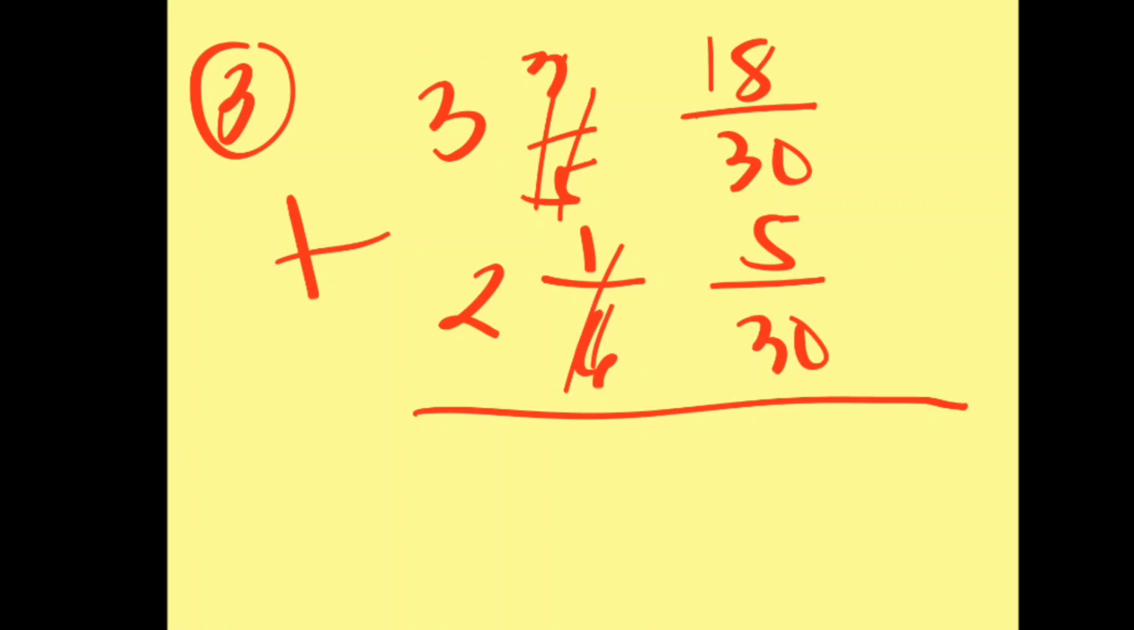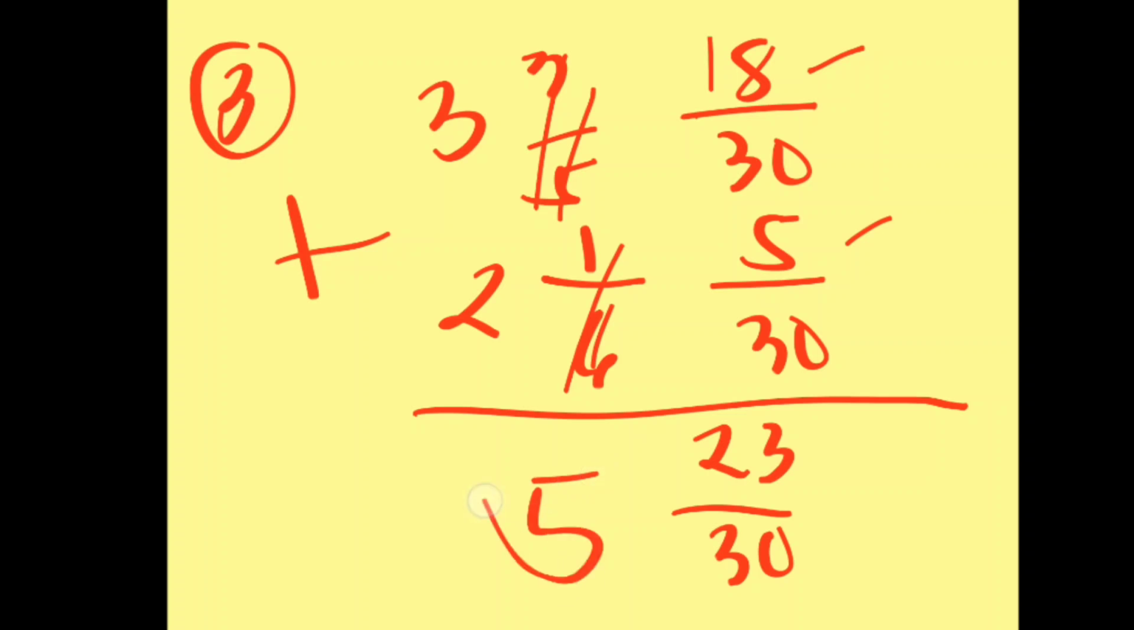So what are we going to do next? We need to add. We can easily add the fractions because we now have the same denominator, or it is already a similar fraction. So just copy the denominator, which is 30, and add together your numerators, 18 and 5, which is 23. Now the whole numbers, we have 3 plus 2, so the answer is whole number 5. So the answer for this problem is 5 and 23 over 30.